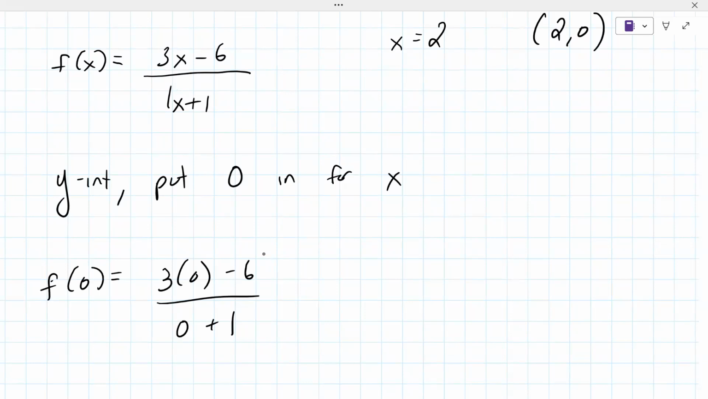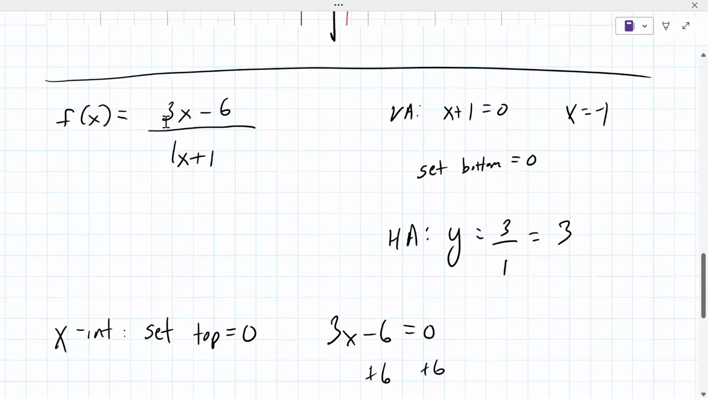Negative 6 over 1. What does that reduce to? Negative 6 divided by 1 is negative 6. So the ordered pair is 0 comma negative 6. Do you need to get any of this down in your notes? We're going to do the exact same problem, but I'm not going to scroll up. So do you have this down in your notes?